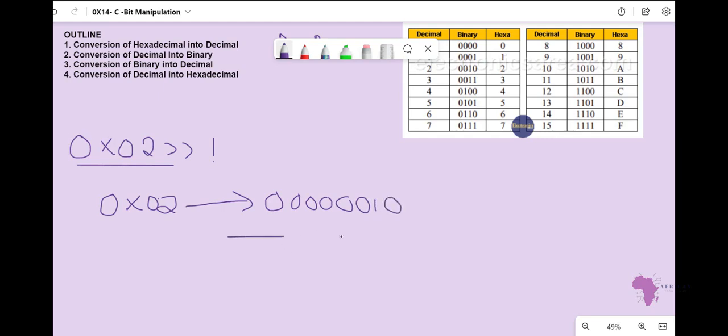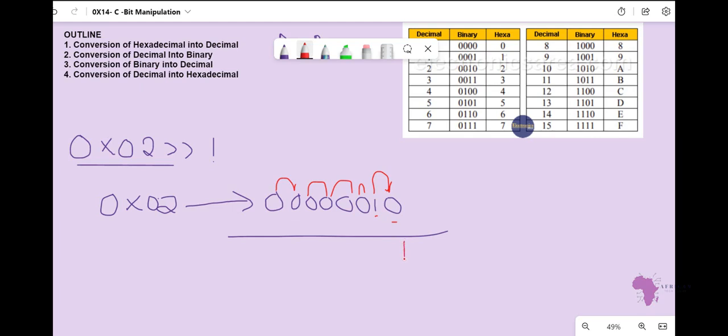Then what do we do next? We shift. We are shifting to the right. So we are moving this one here, this 1, this end, all the way. We are moving each bit 1 step. So we will have something where this one will come to the end.